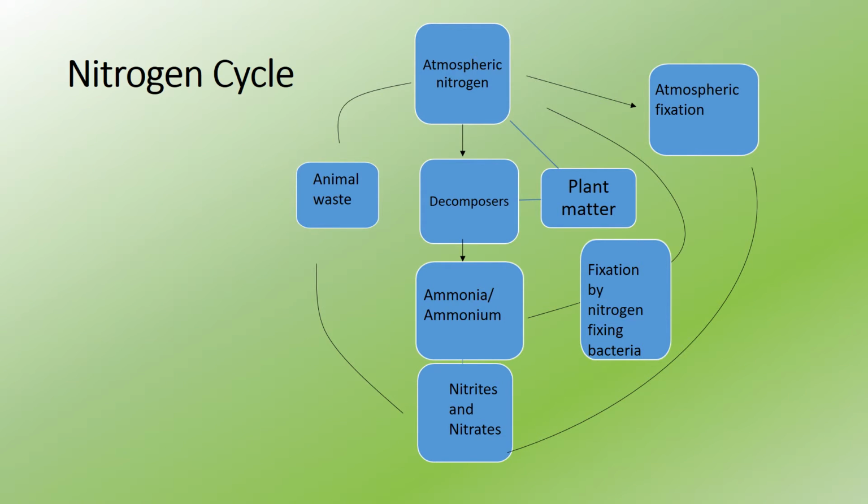In the nitrogen cycle, the atmospheric nitrogen is captured by plant matter and through atmospheric fixation into nitrites and nitrates, and also into ammonia and ammonium. The plant matter is taken up by decomposers, then turned into ammonia and ammonium, then into nitrates and nitrites. Animal waste also turns into nitrites and nitrates.